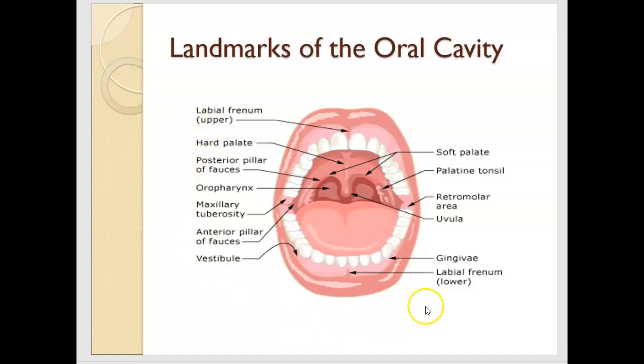And here's some more. The uvula, the soft palate, palatine tonsil, the retromolar pad, free gingiva, the labial frenum, anterior pillar fauces, maxillary tuberosity.